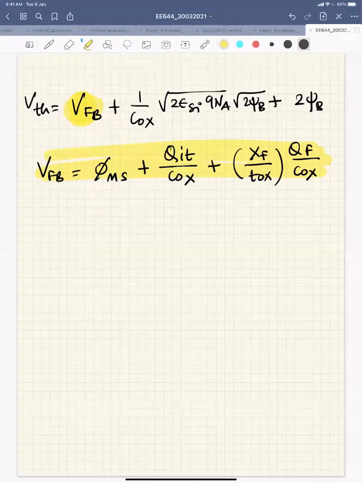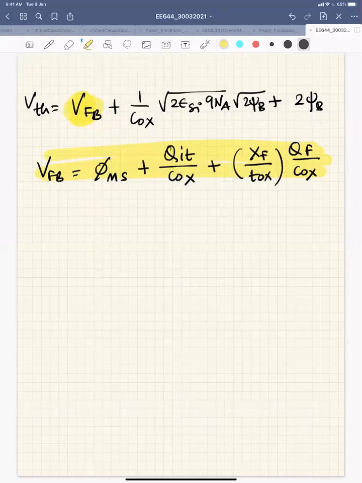But if you look at practical transistors, there is a finite difference between the metal and semiconductor work functions. That will give you an electric field, so you have to negate that. You have to apply some additional voltage to the gate to make sure your bands are still flat. Similarly with QIT and QF. So these three terms, we call the flat band voltage.